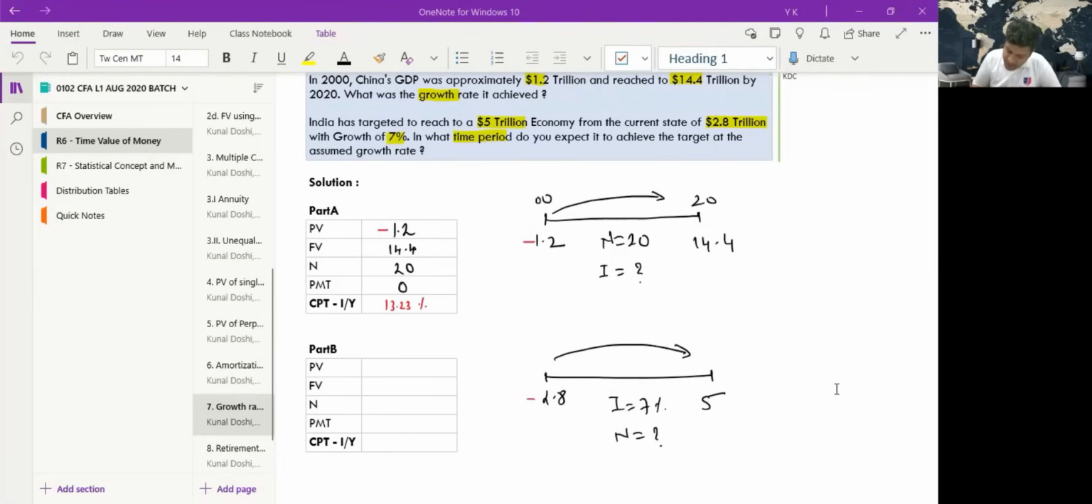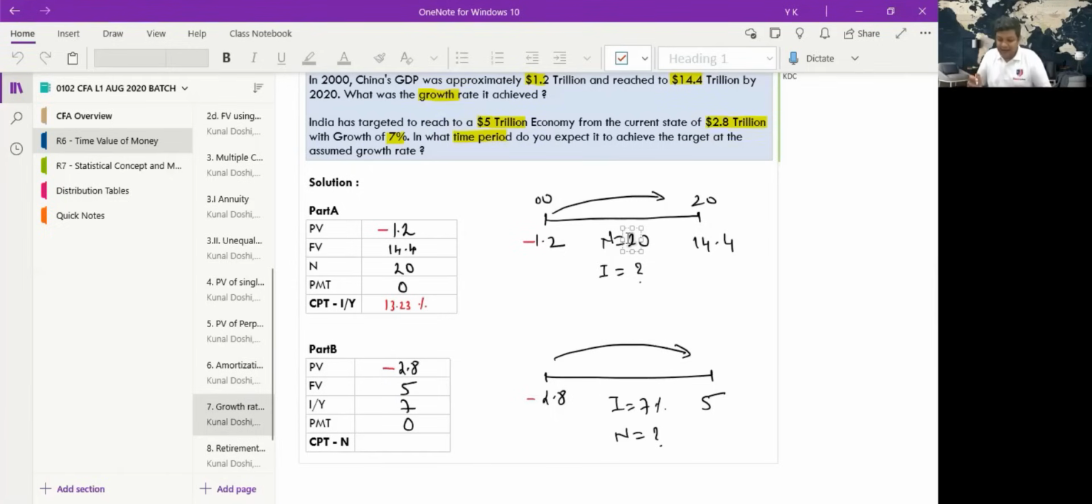Yes, I need to take the PV as negative 2.8, correct? So my PV is going to be, yes, everyone, negative 2.8. FV will be 5 trillion. N is what I'm looking for, right? So I'm going to find N here. What I have is I/Y, and I'm going to calculate N. So my I/Y in this case is 7. PMT, yes, 0. And then you will get a number.